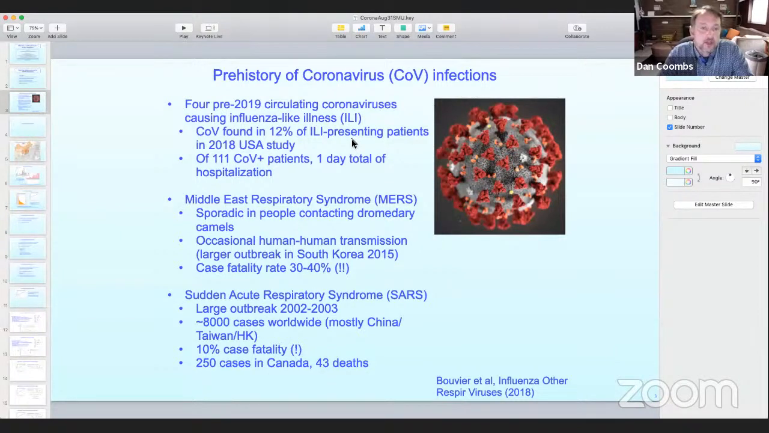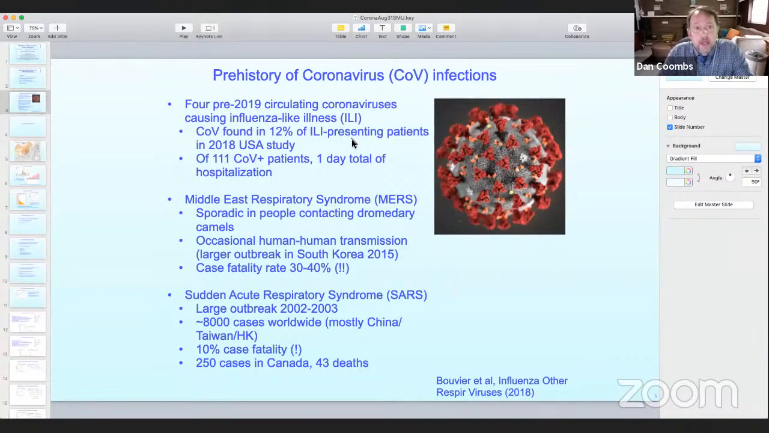Is that because they've evolved to not cause too much sickness and to transmit? Is it because large numbers of us have some pre-existing immunity? No one really knows. We'll probably find out a lot more in the years to come.